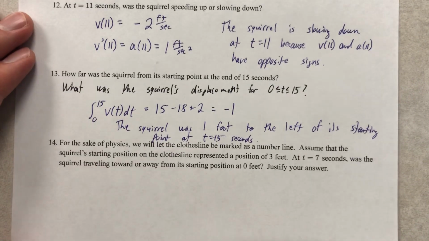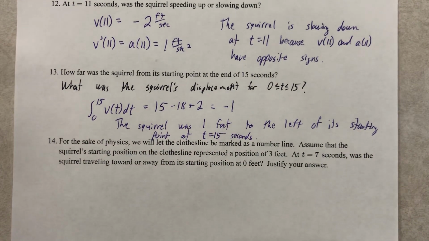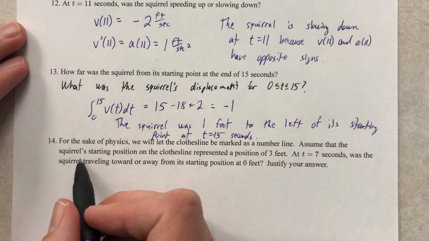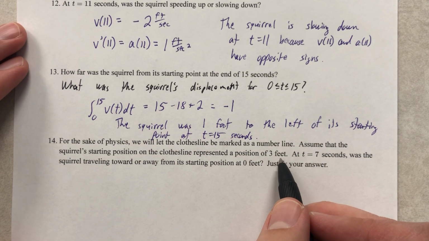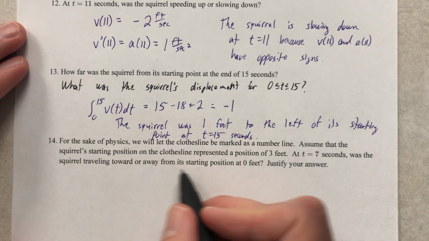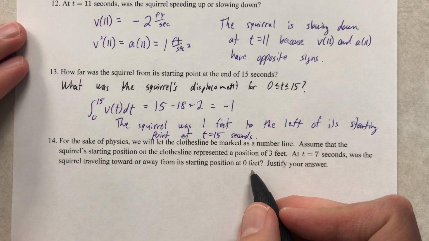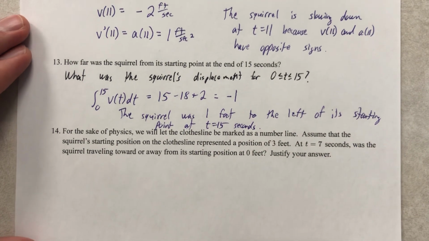Okay, for the sake of physics, we'll let the clothesline be marked as a number line. I mean, who wouldn't, right? Assume that the squirrel's starting position on the clothesline represents the position of 3 feet. At t equals 7 seconds, was the squirrel traveling toward or away from its starting position at 0 feet? Justify your answer. Whoa, what?